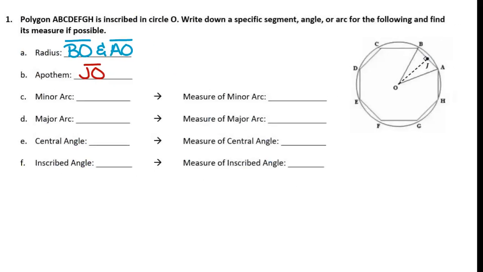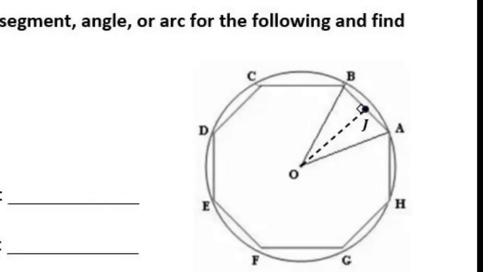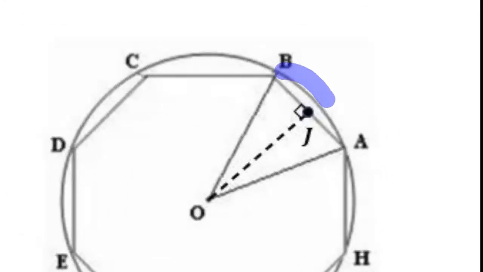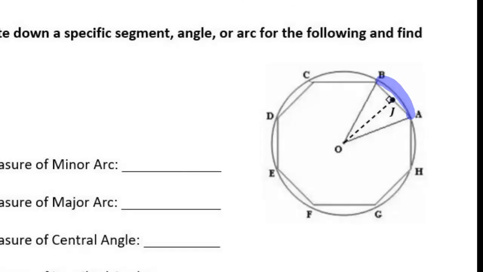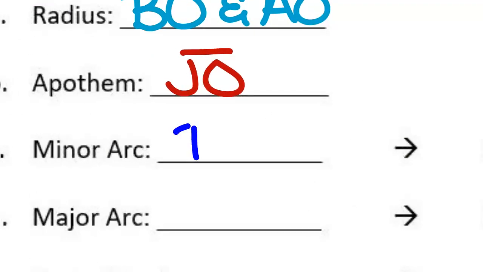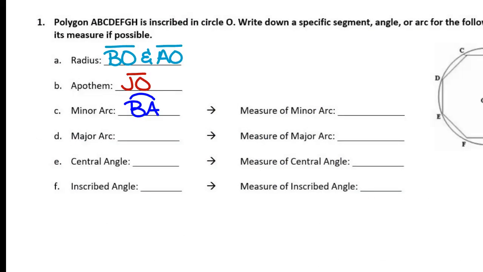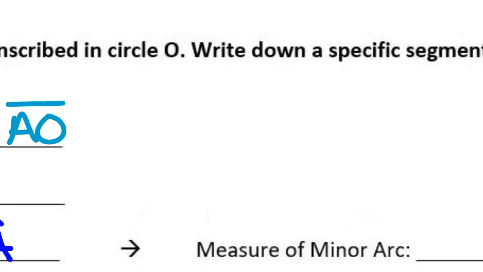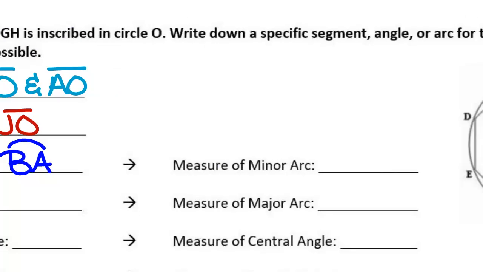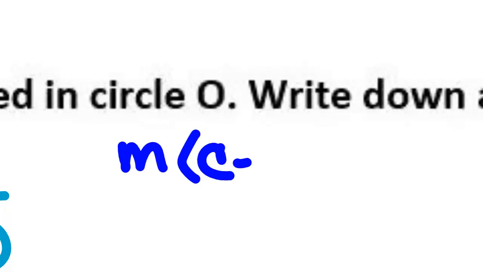All right. C, minor arc. A minor arc is any arc that is less than 180 degrees, but the one that jumps out at me based on the way they've drawn this picture is this one right here. It's in between those 2 radii. So that's the arc that I would name for my minor arc, arc BA. And we want to find the size of that minor arc. In order to find the size of the minor arc, I would need to know the size of the central angle.